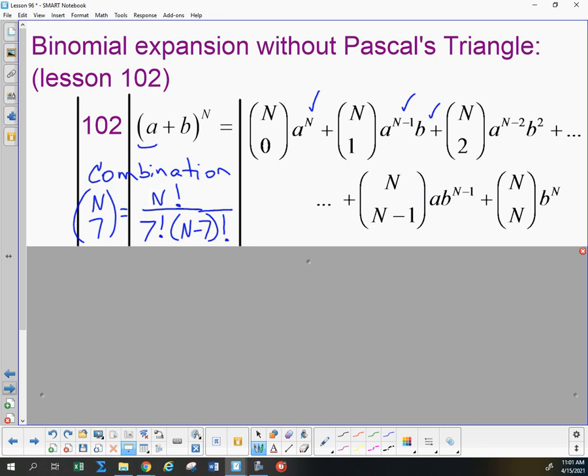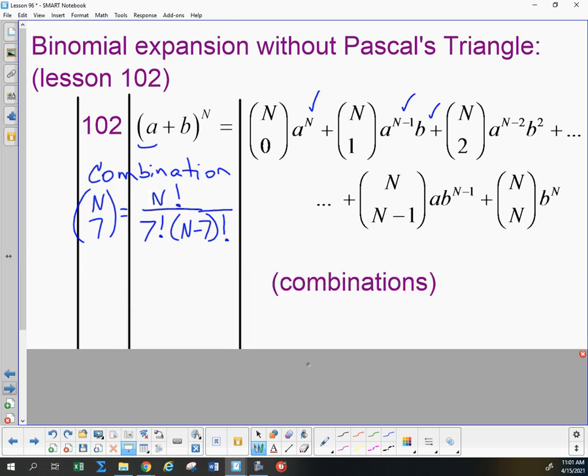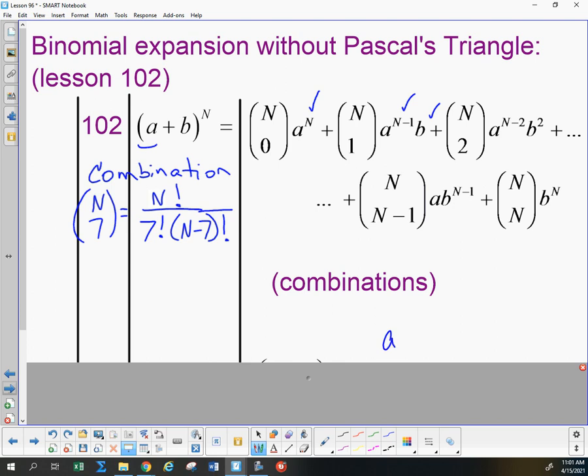So let's come up with our formula for the rth term, and we already know that for the rth term, if we've got A and B, we're going to have r minus 1 over here. And we already know these need to add to what? N, right? Whatever our exponent is on this thing, we know that our exponents on the terms have to add up to that. That is not changing.